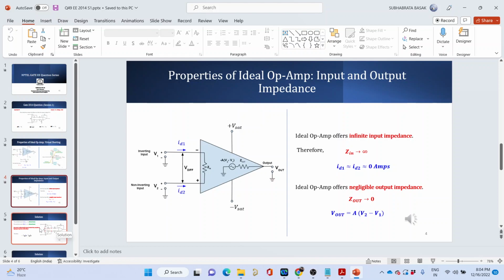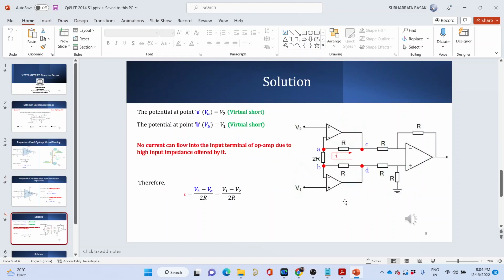Anyway, having understood the properties of an ideal op amp, let us look at how to solve the sum. We have already told you, if you see there is no plus VSAT or minus VSAT attached in the circuit, that means the op amps that we are using are ideal and there is no saturation. If that is so, it is always operating in the linear region, and then you can say that V2 is the potential at this point, same as the potential at point A. Similarly, the potential V1 is the same as the potential at point B. Correct? Up to this much, do you agree with me?